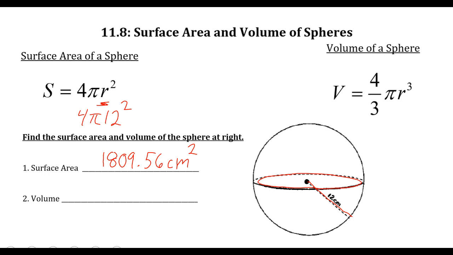Volume. We have the same thing, but we use 4/3 instead, and we use a cube on the inside there. So 4/3 times pi times the radius, which is 12, to the third power, right, cubed. So punch that in the calculator, right?